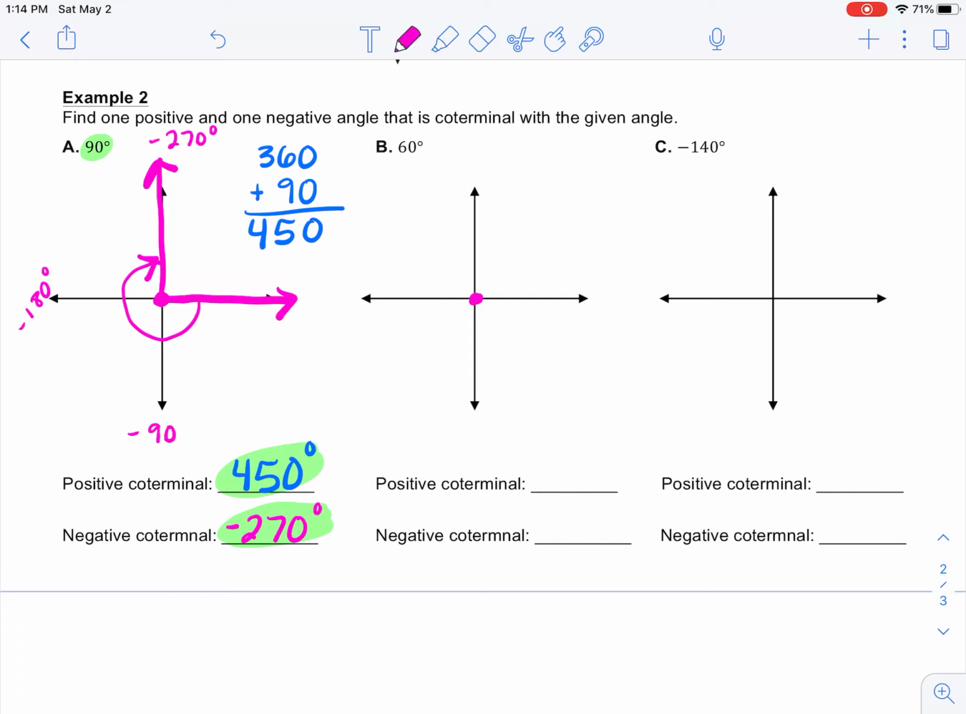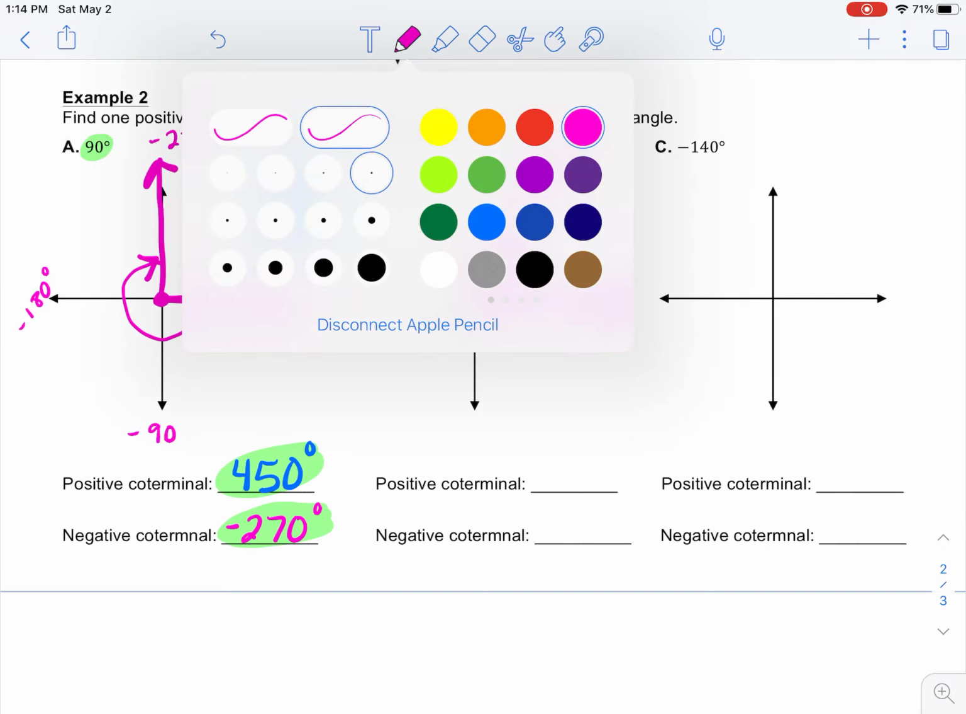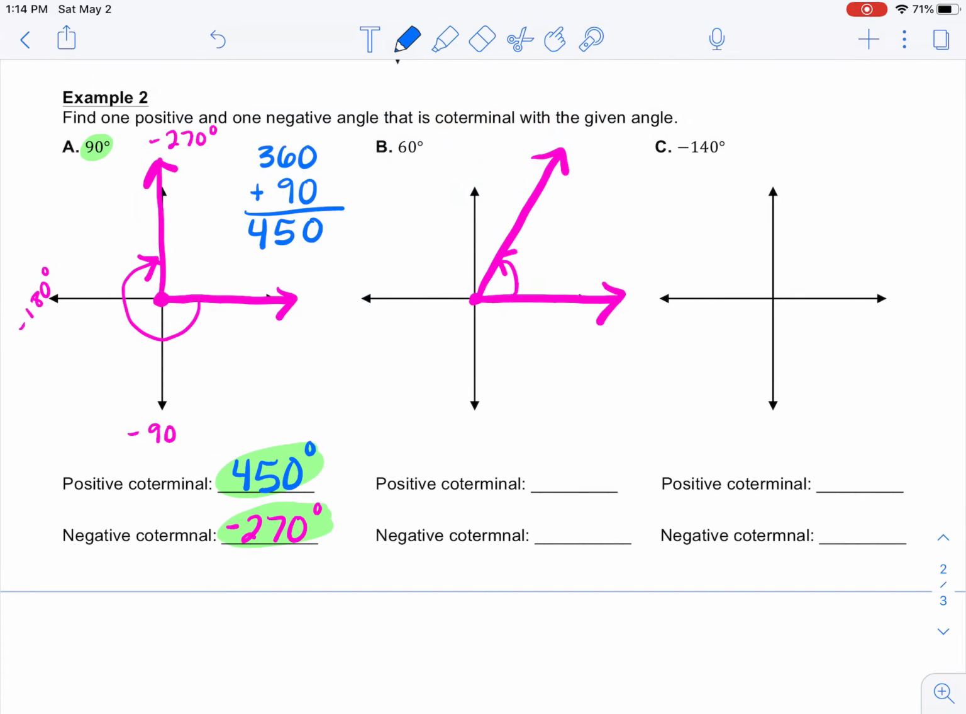So the next one, 60 degrees. So start on the positive x. A 60-degree angle looks like this. If I want another positive angle that looks like that, I can start on the positive x-axis, go all the way around one time, and then go an additional 60 degrees. And so I'd have to add 360 plus 60, and we get 420. So 420 degrees is coterminal with 60 degrees.